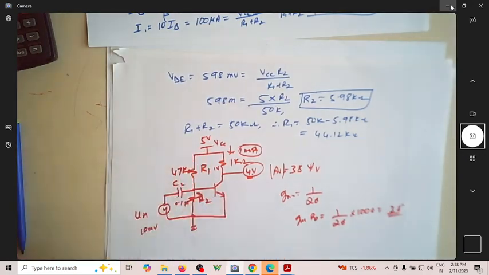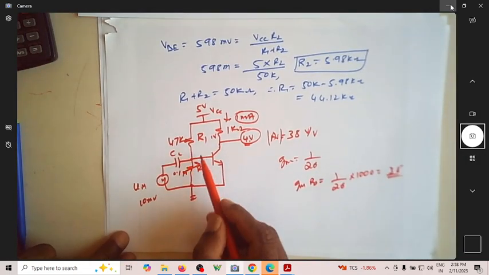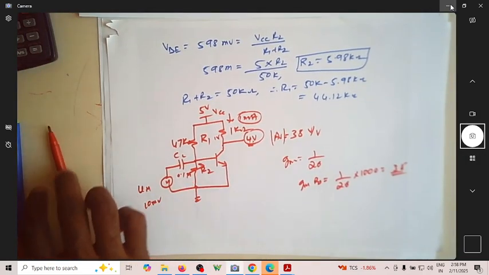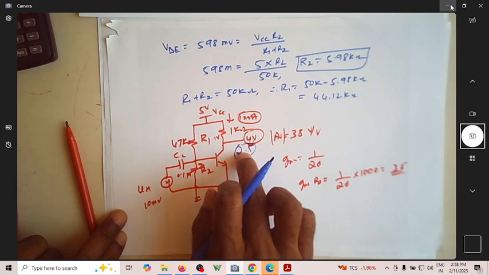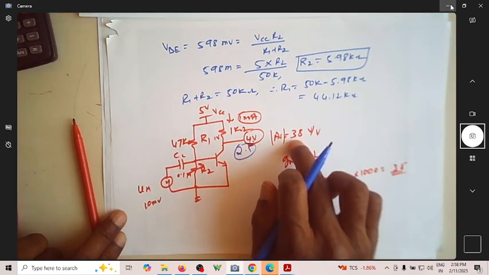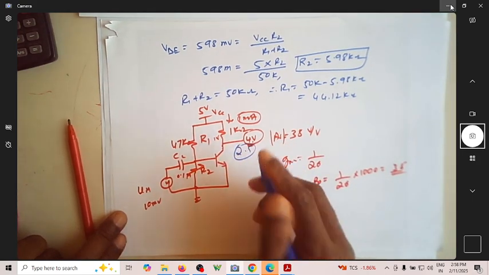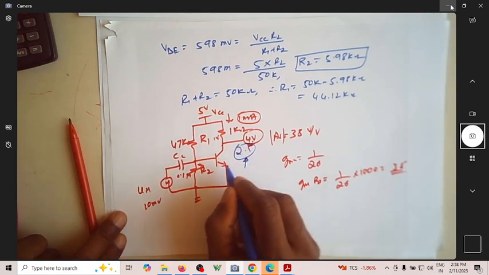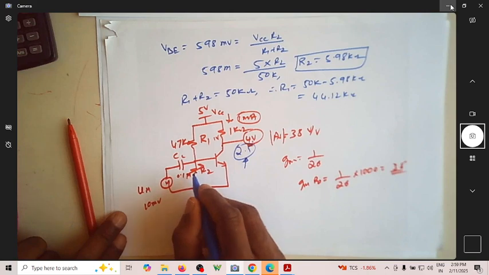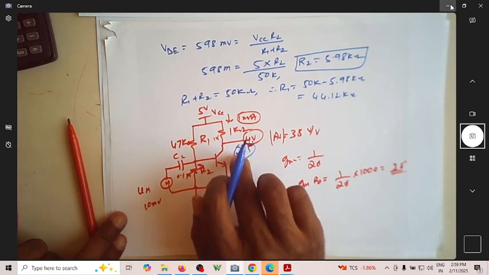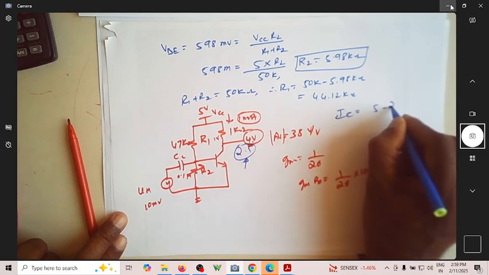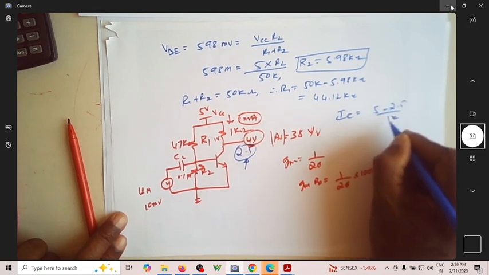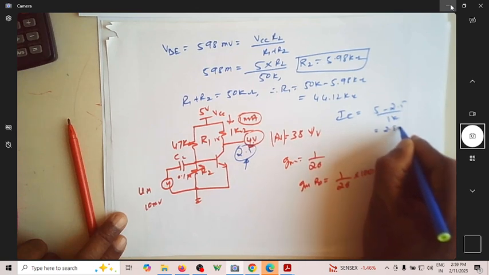So the important thing is that when you are changing this R2, don't look for this as 2.5. If you are looking for this 2.5, you will not get a gain of 38. Assume that if you adjust this R2 to make this 2.5, then how much is IC? IC is equal to 5 minus 2.5 by 1k. So then this will be 2.5 milliampere.